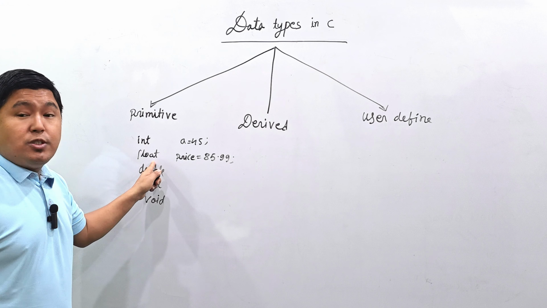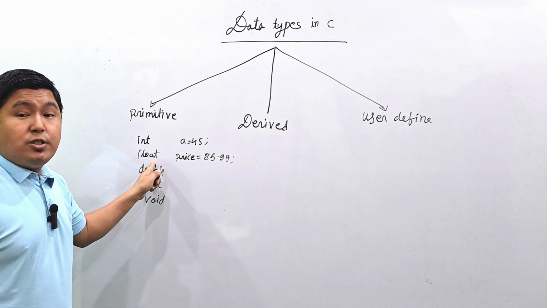And char is used like variable grade equal to single quotation mark B. If we want a single character, then we use char. And void means nothing. Void means it doesn't return any value. So this is the primitive data type.